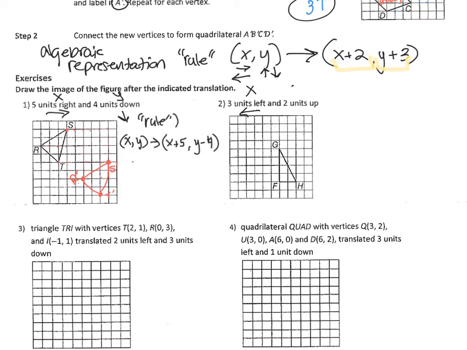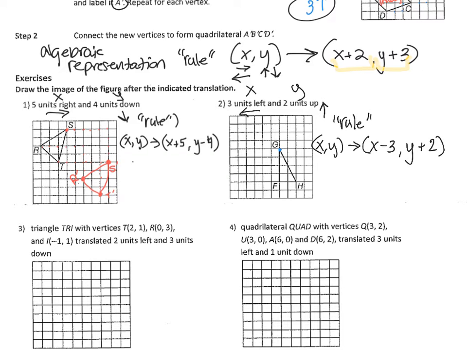Okay, the next one, 3 units to the left. That's my x value. 2 units up. That's my y value. I'm going to do the rule first. I had my x and y. That's what I started with. It transformed. My x, since it went to the left, those are your negative numbers. So minus 3. Y says it went up. So those are my positive numbers. So plus 2.